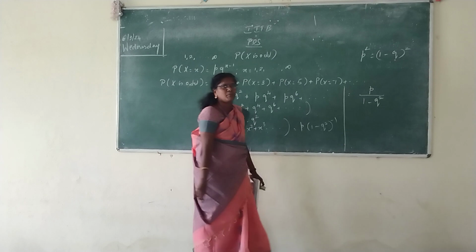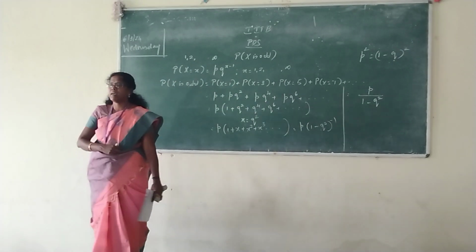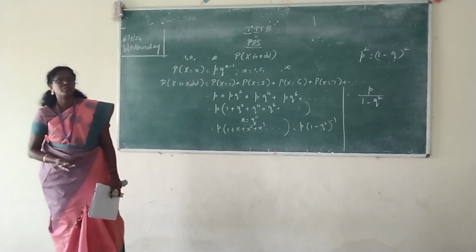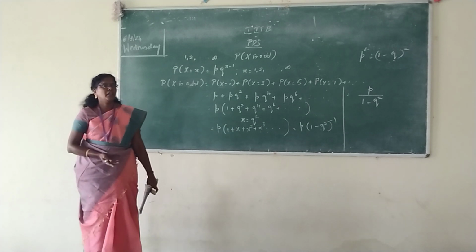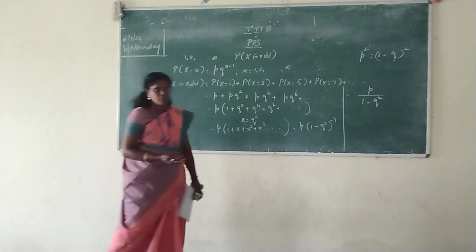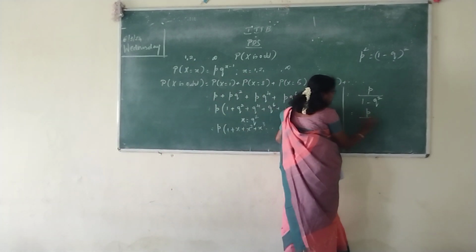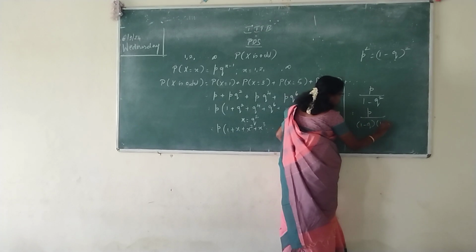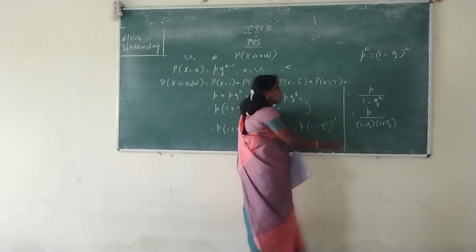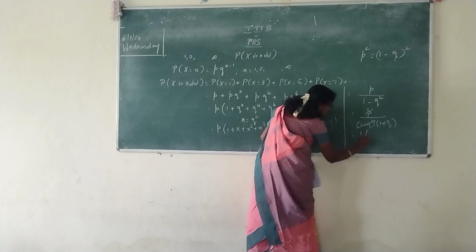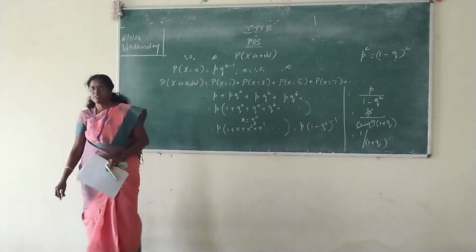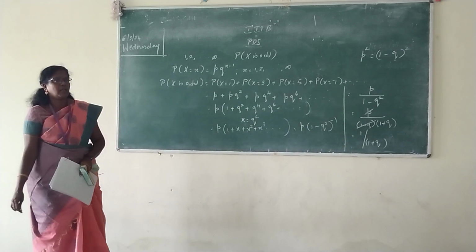This will resemble which formula? Very good, a square minus b square. One can be written as 1 square. What is the a square minus b square formula? A plus b into a minus b. Instead of a you have 1, instead of b you have q. So the denominator can be written as P by 1 minus q into 1 plus q. But what is 1 minus q? P. So both will get cancelled off. You will get your answer as 1 by 1 plus q. That is your probability value. This is a generalized result. Okay, formula.